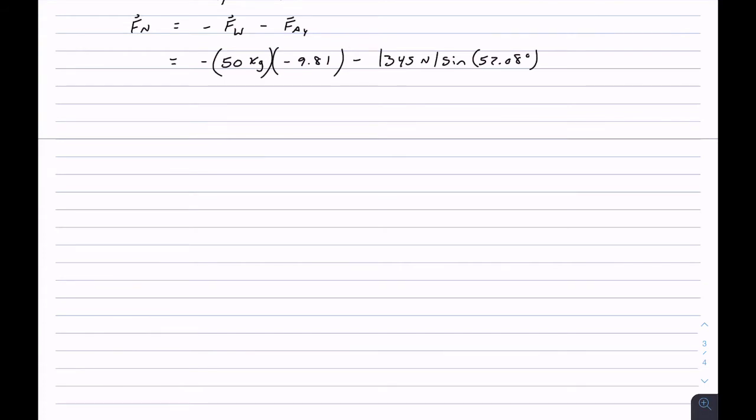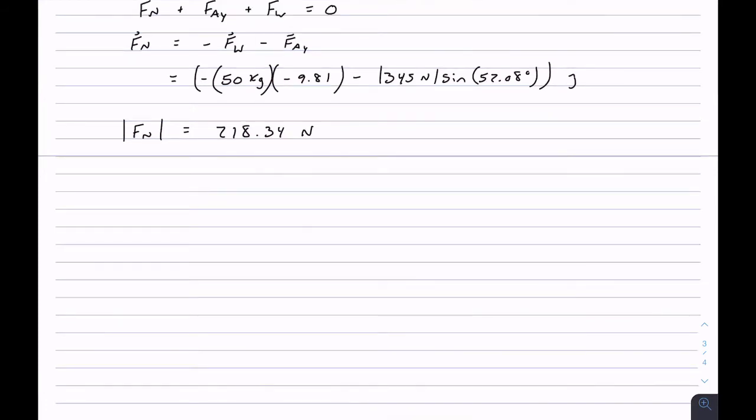Right, and then we solve for it. And this is all in the j-hat direction, but since we're talking about only the j-hat direction, we really don't need to worry about this. We're just looking for the magnitude. So let's do this math. Plugging all this in, we get about 218.34 newtons. That is our normal force. Okay, let's see what else we got. Problem 79.